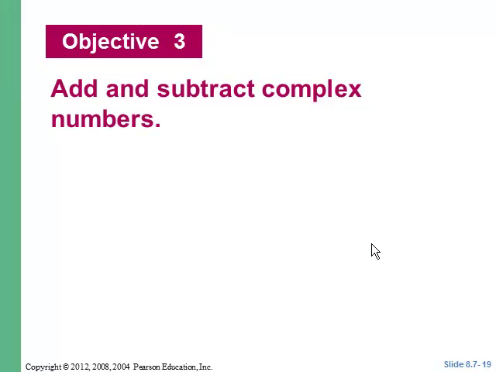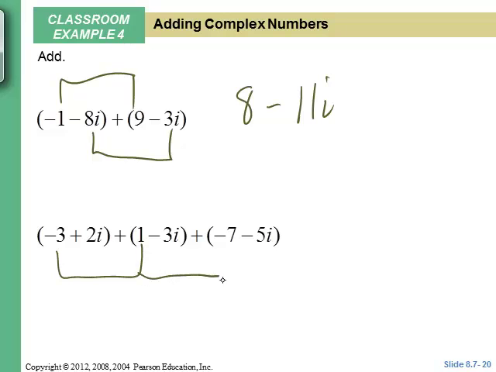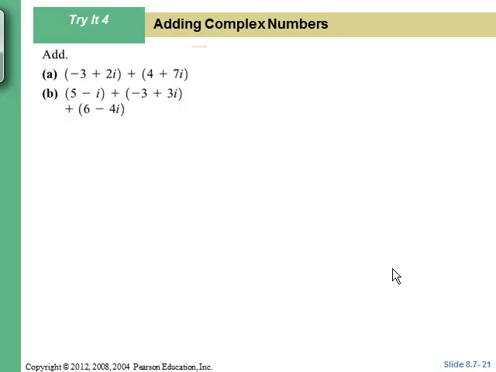All right, so let's add them, just like combining like terms. Negative 1 plus 9 is 8. Negative 8 minus 3 more is negative 11i. Negative 3 plus 1 is negative 2, minus 7 is negative 9. 2 minus 3 is negative 1, minus 5 more is negative 6. You do these two.